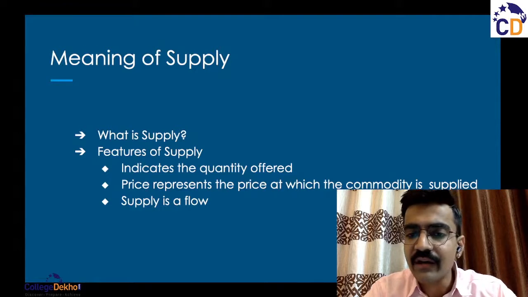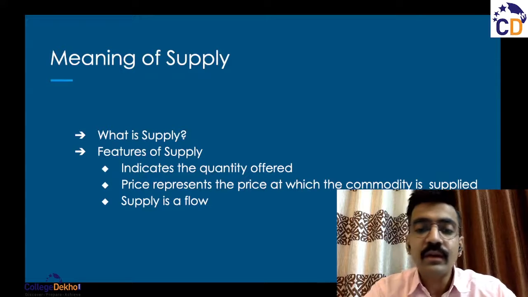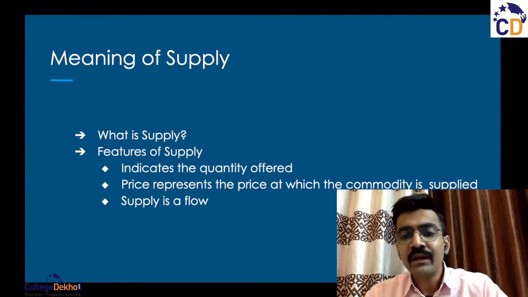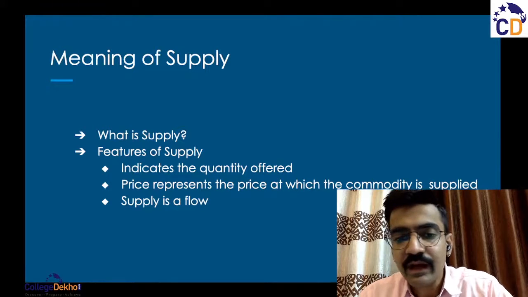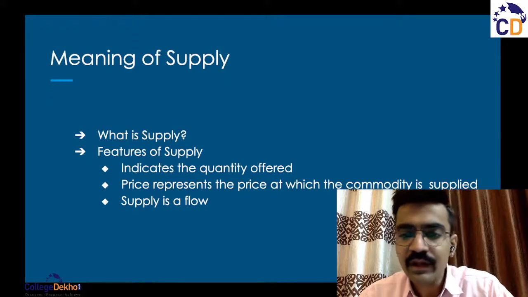Now let us look at the second feature, which says that the price represents the price at which the commodity is supplied to the consumers by the producers. So just like the demand, supply is also with reference to the price at which that quantity is supplied by the producers.